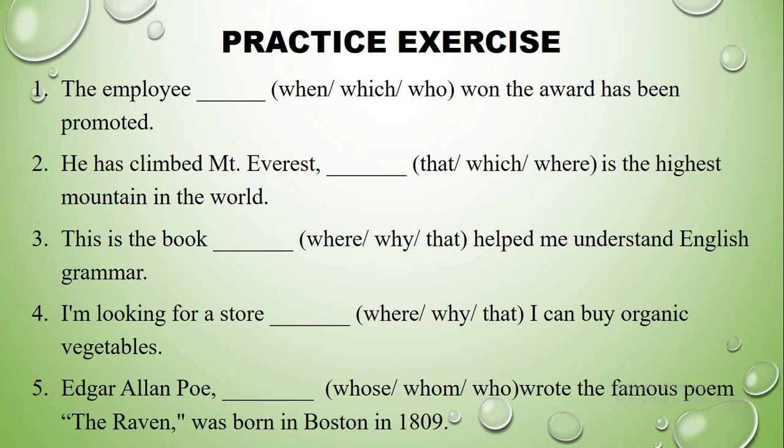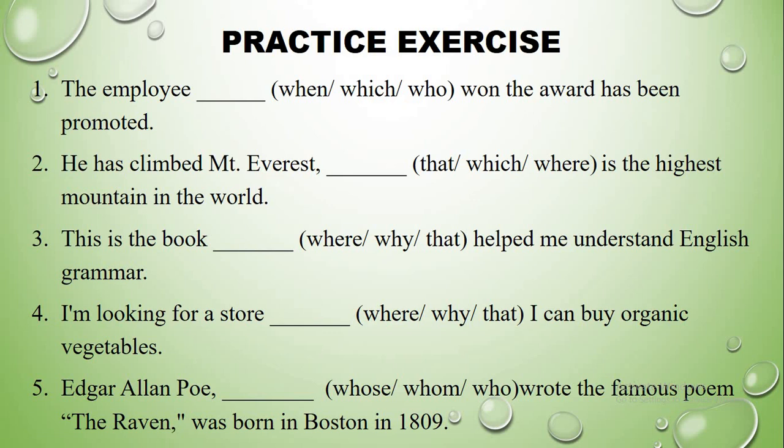Number 3, this is the book dash, where, why, that, helped me understand English grammar. So this is a defining relative clause. You see, this is the book, so that we may use, which could be the right word? That. This is the book that helped me understand English grammar.